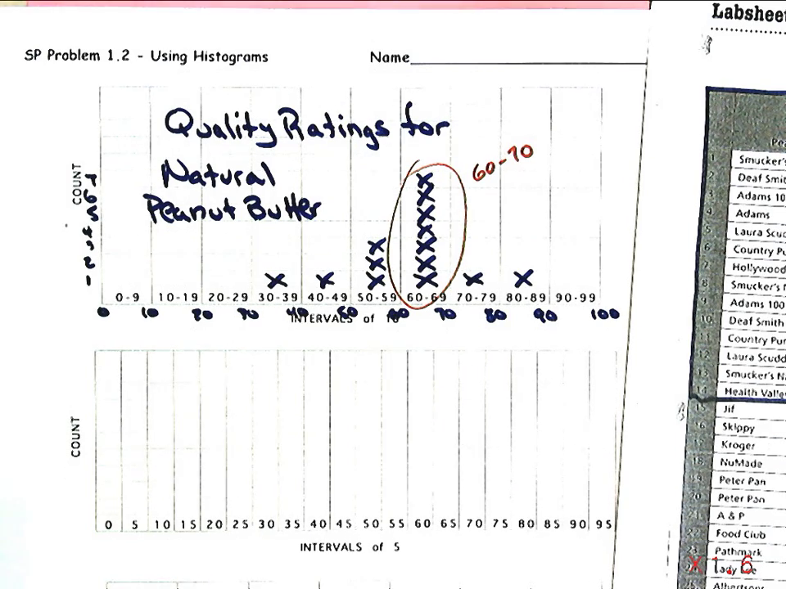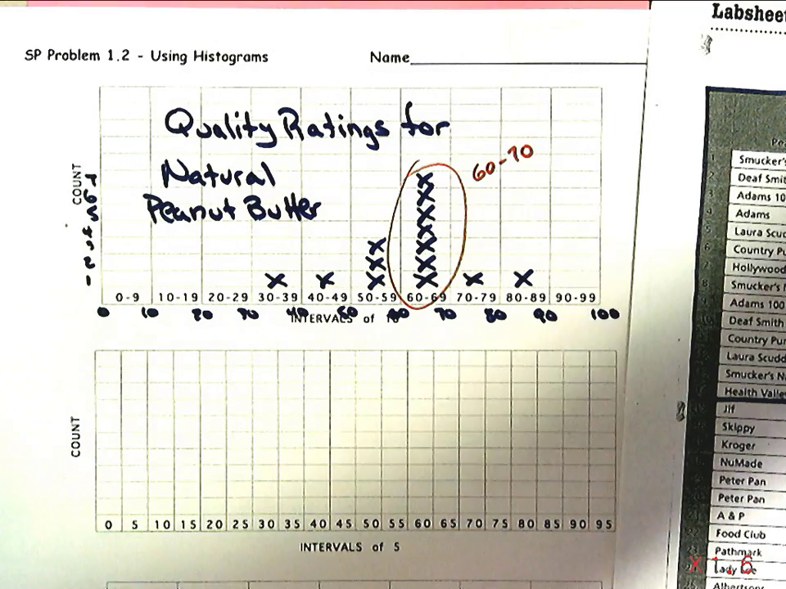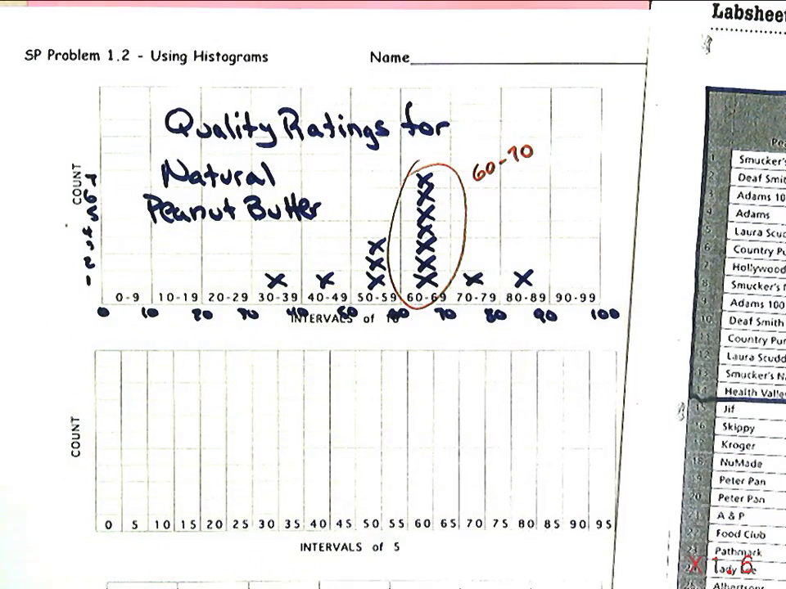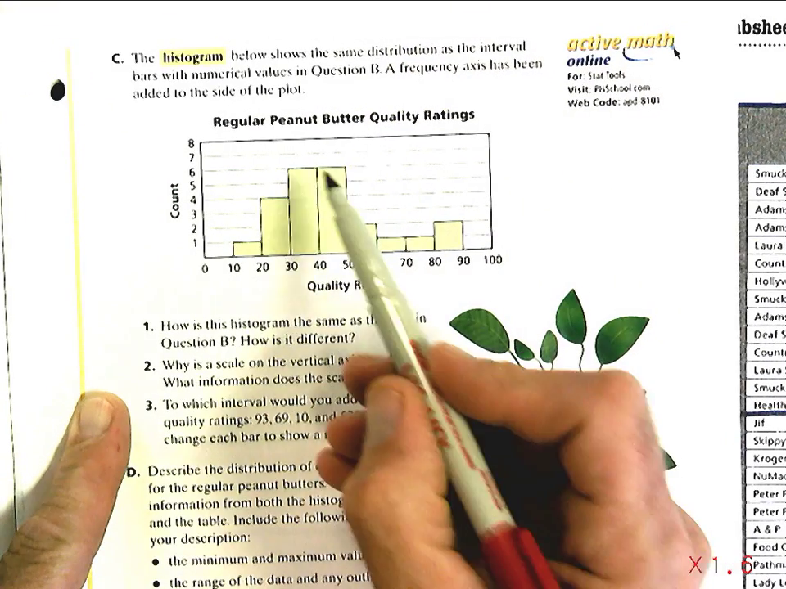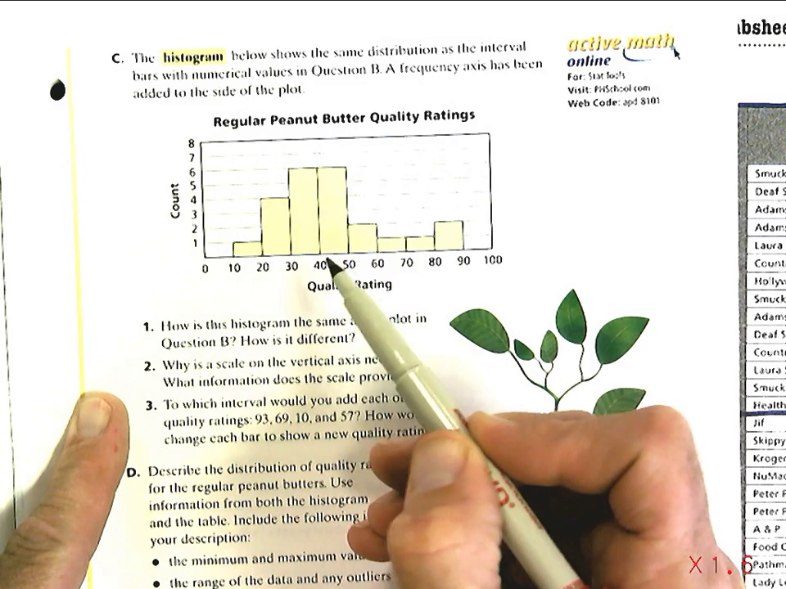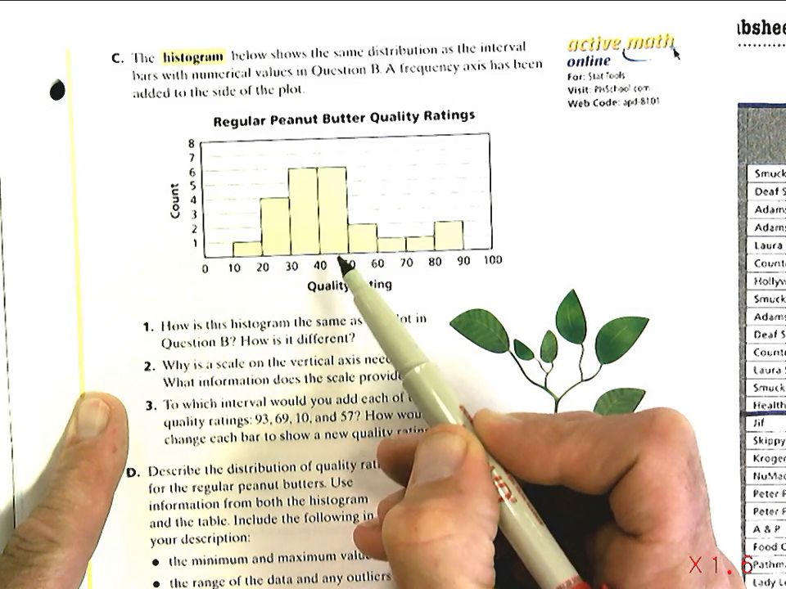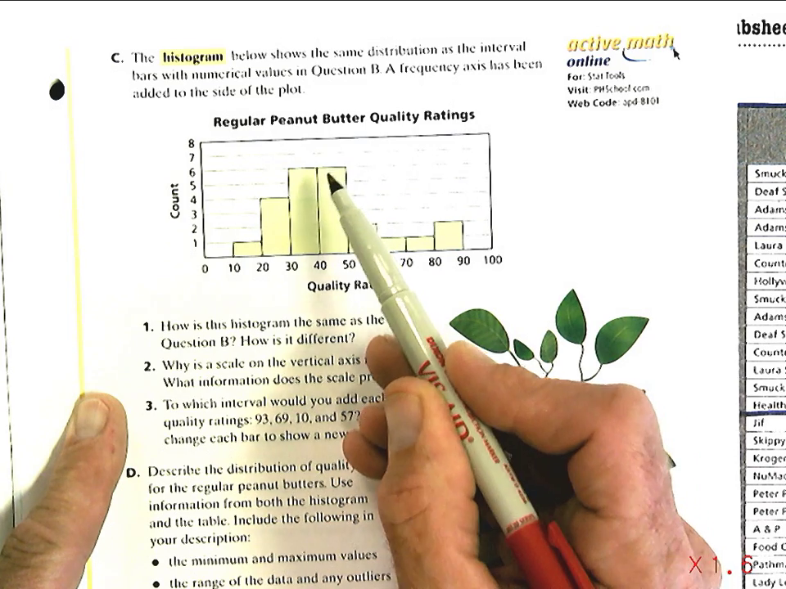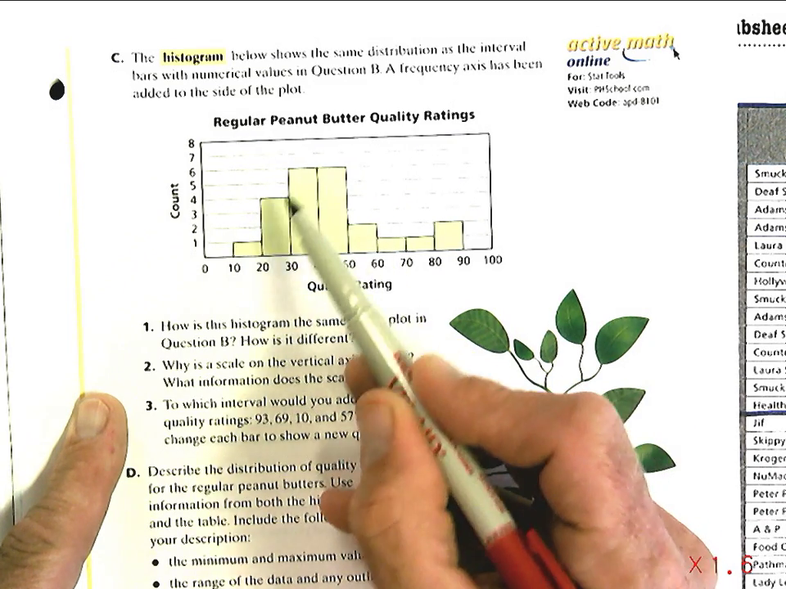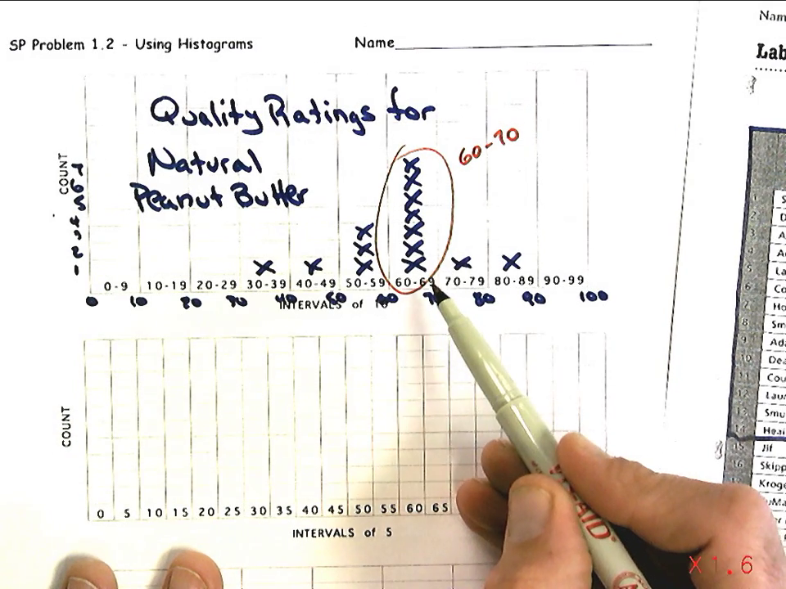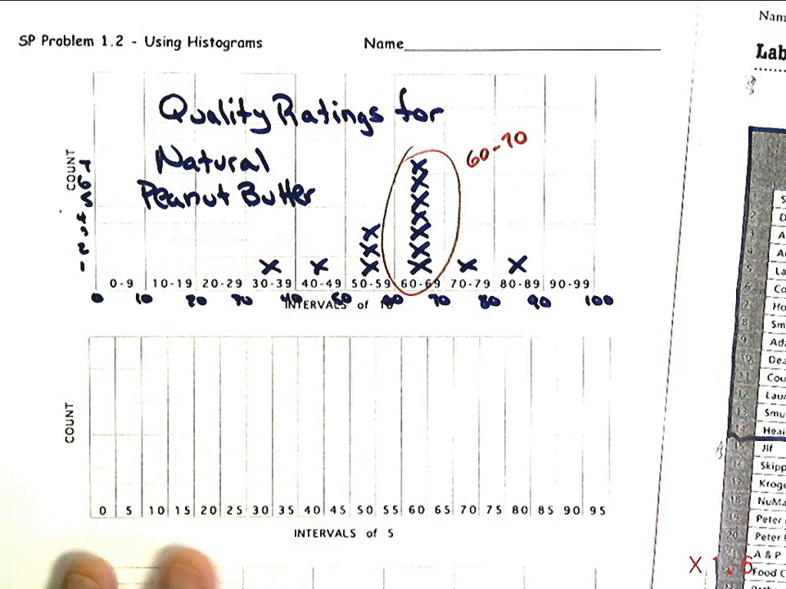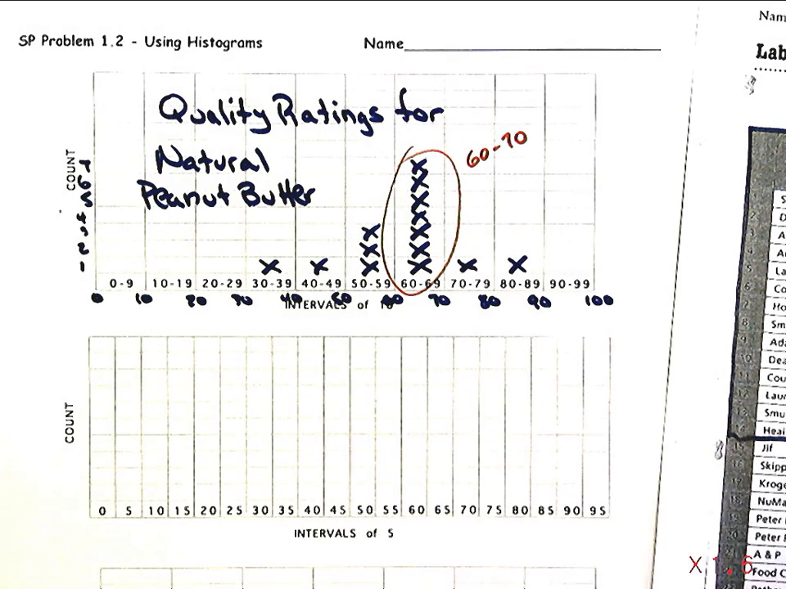Now, if you remember from a previous lesson, we looked at the quality ratings of regular peanut butters, and so here's the graph, the histogram. It was from that, and our 30 to 40 quality rating was pretty standard for the regular peanut butters. And so now this gives you a nice comparison. You can see that these are around the 30 to 40, and then our natural peanut butters are in the 60 to 70 interval. And so it looks like the quality of the natural peanut butters is quite a bit higher based on this ranking scale than on others.